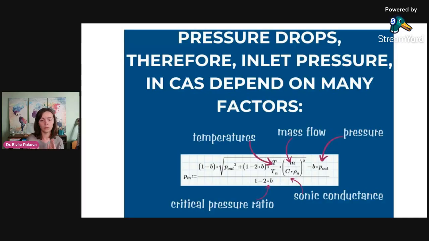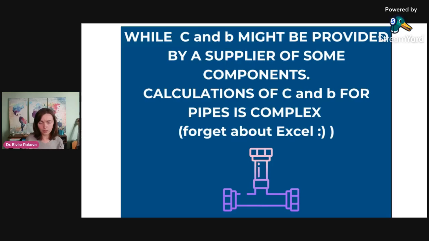You also can go into the standard ISO 6358 Annex 3, where all these calculations are described. It's all validated, and trust me, it is correct calculations that consider the compressibility of the fluid. And it's very hard to calculate. So C and B for the valves, for connectors, might be provided by the suppliers. And sometimes I think it should be provided by the suppliers and not just the volume flow rates. But anyway, the calculations of C and B pipes are extremely important.